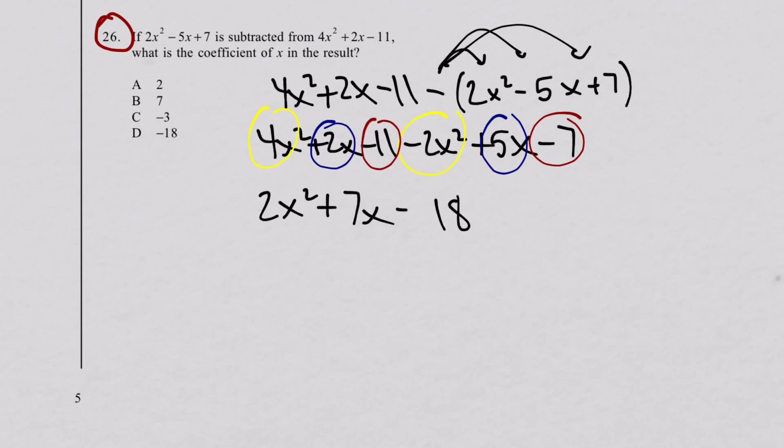The question is, what is the coefficient of x? So if you look at which one is x, it is this one. The coefficient is 7, so your answer is B.